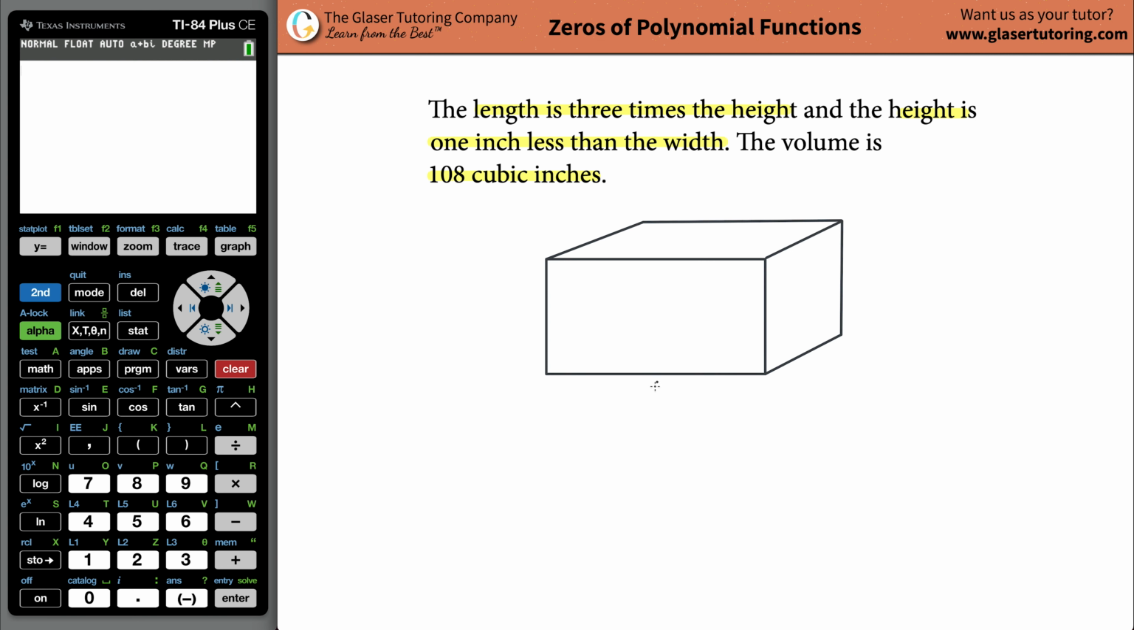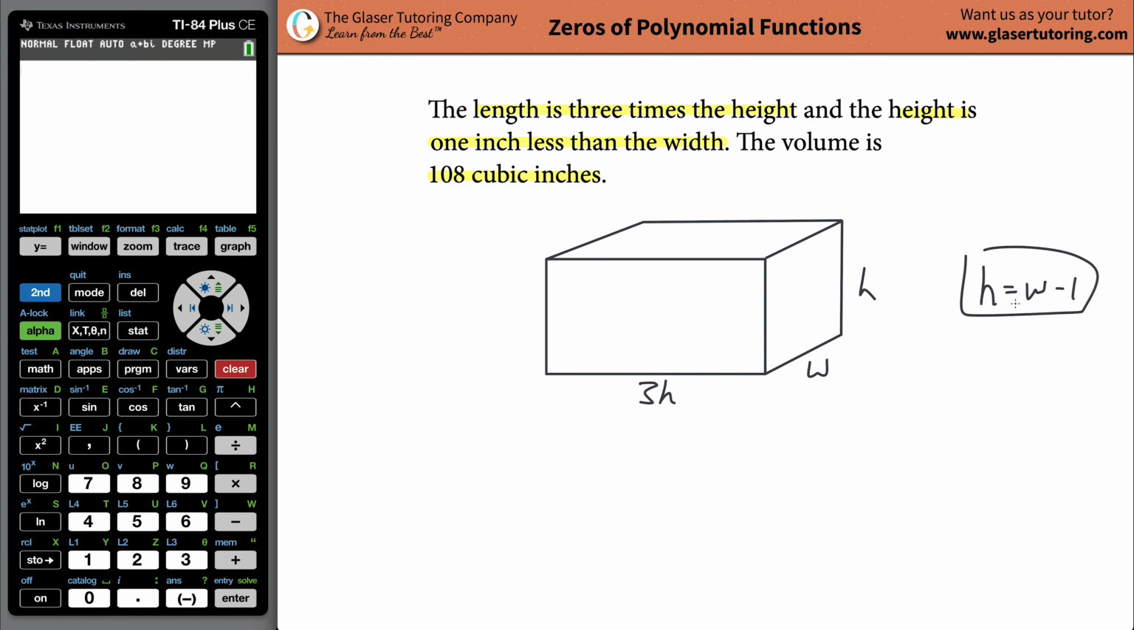So if this is the length, this is the width, and this is the height, it says the length is 3 times the height. So I guess just leave this h for height, and then whatever the height is, just multiply that by 3 to find the length. It then says, and the height is 1 inch less than the width. So basically what that is, if the height is 1 inch less than the width, right? So what you would do is you would take the width and minus 1 from it, right?